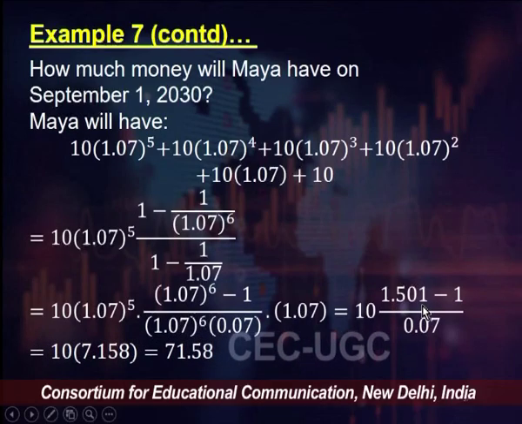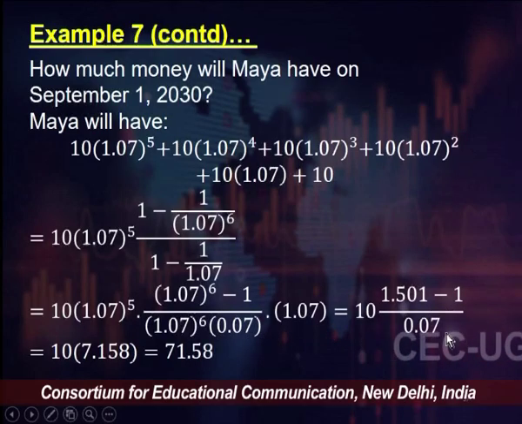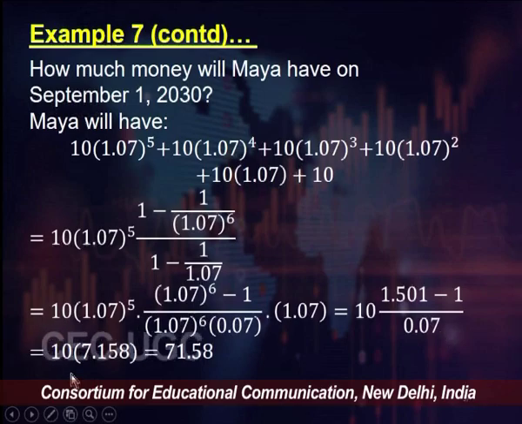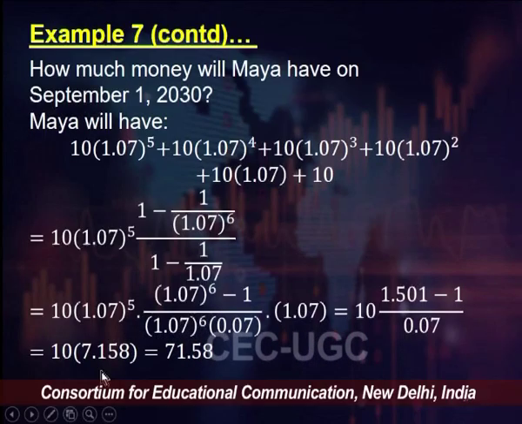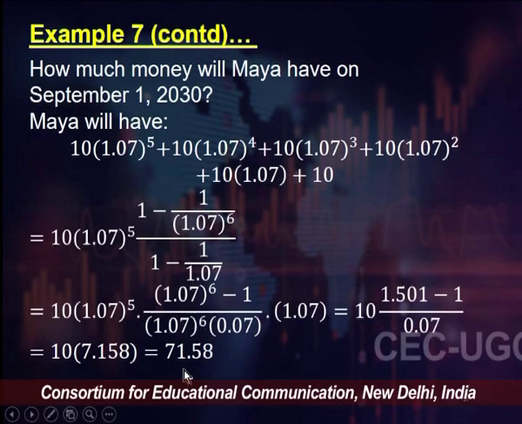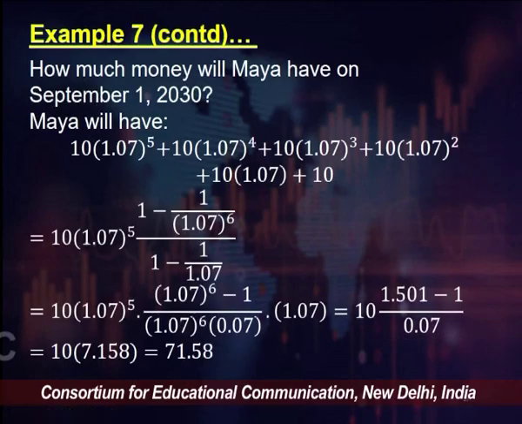1.07 to the power 6 minus 1 divided by 0.07, and that then comes out to be 10 times 7.158, which is equal to 71.58 lakhs. So, Maya can expect to collect 71.58 lakhs for her to be able to buy her house or apartment or whatever property she wants to buy. So, I hope this made for an interesting example. It is a very real life kind of example.